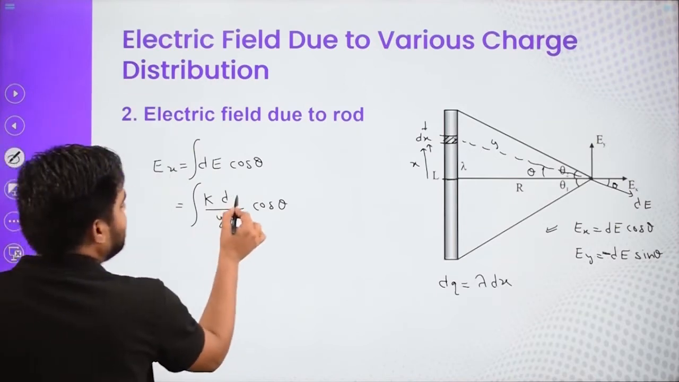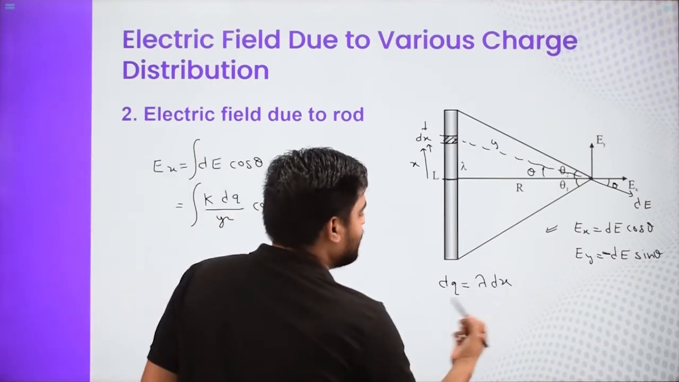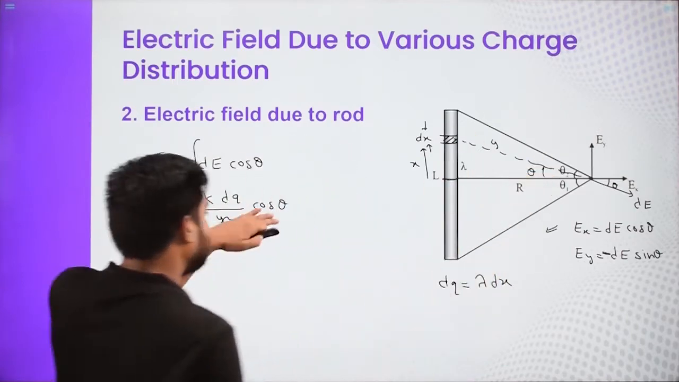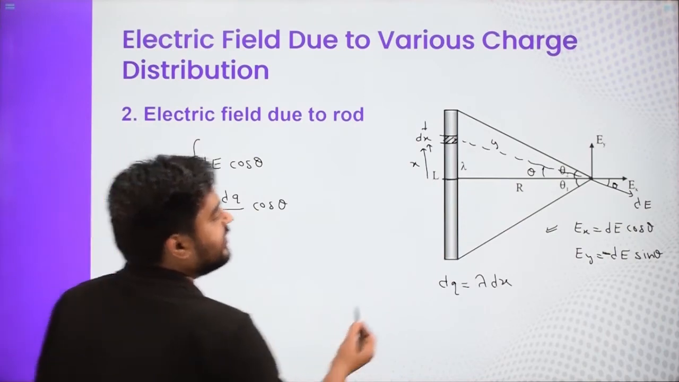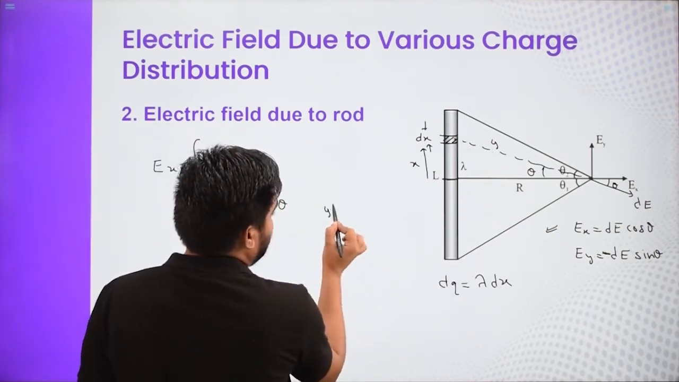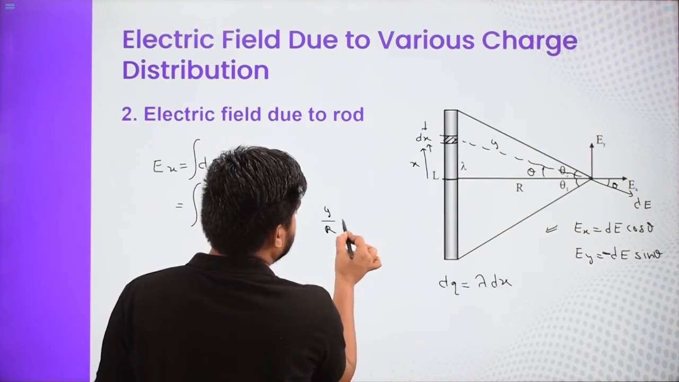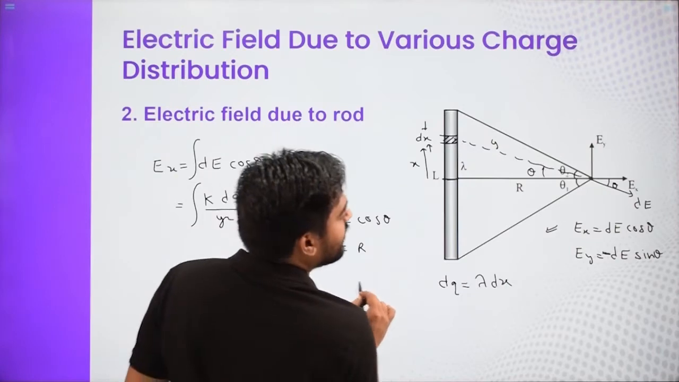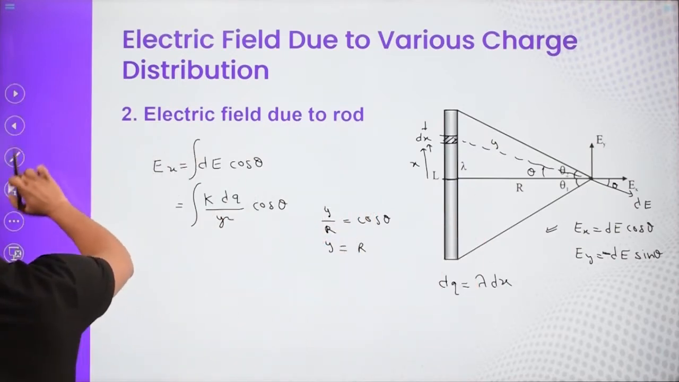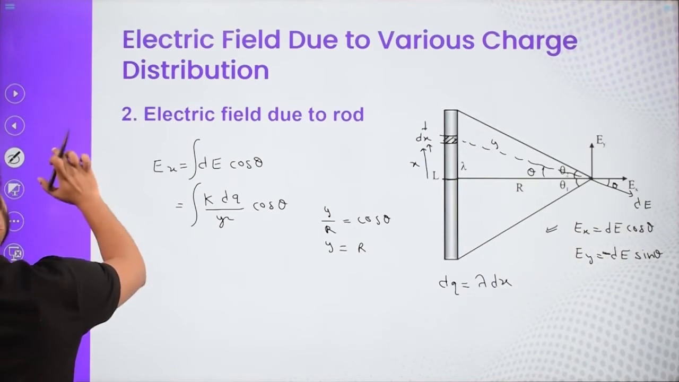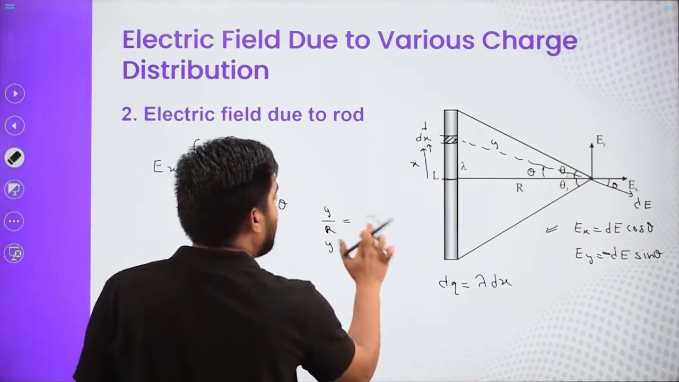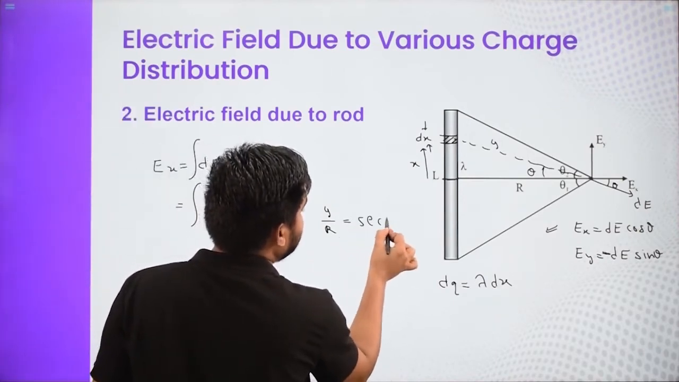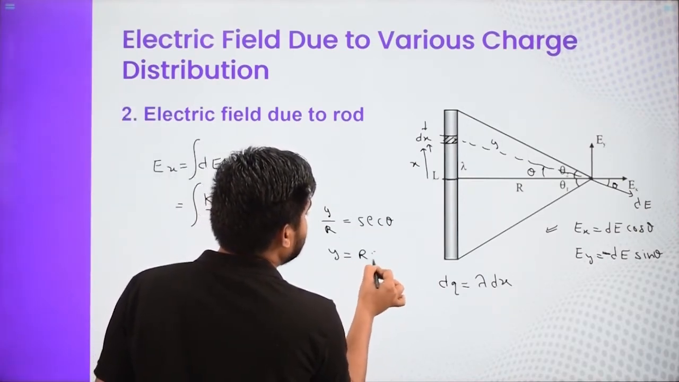So for that I am relating the variables. First is dq. dq is nothing but lambda dx. So what is dx? Now again dx, and there is theta also, cos theta also, y square is also there. So first I am saying that r by y is nothing but cos theta. So y by r is sec theta. So y is nothing but r sec theta.